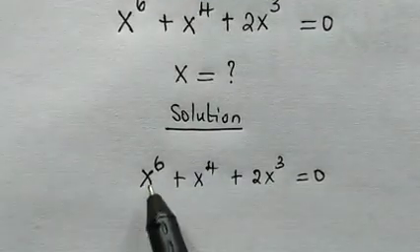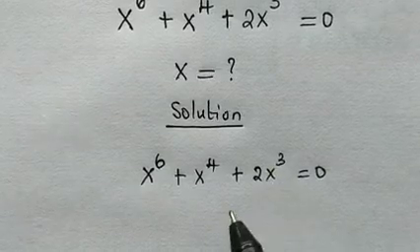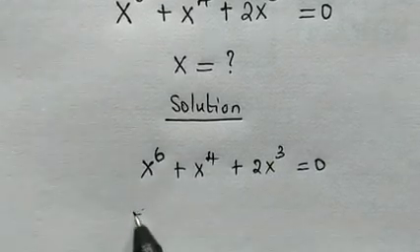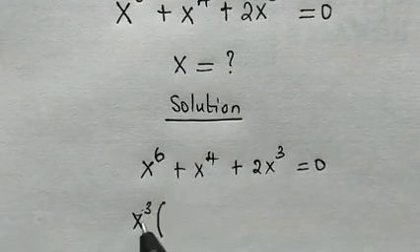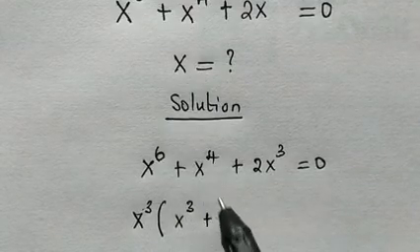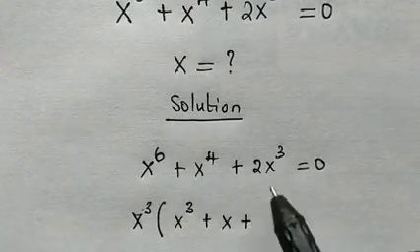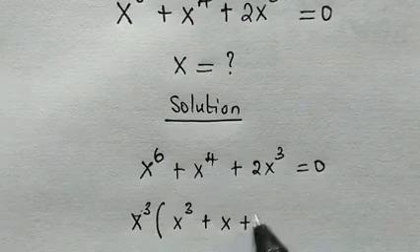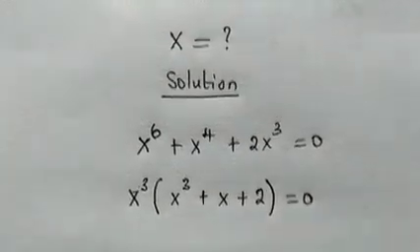Now, if you look at the left-hand side of this equation, you will observe that x to the power of 3 is common. So let us factor out x to the power of 3. Here, x to the power of 6 divided by x cubed will give us x cubed, plus x to the power of 4 divided by x cubed, we're left with x, plus 2x cubed divided by x cubed, we have 2. Then, this is equal to 0.